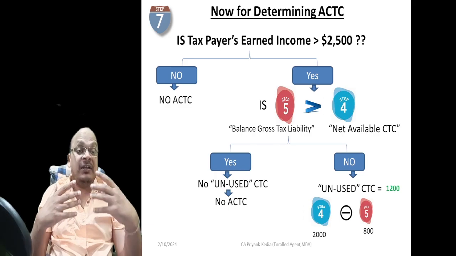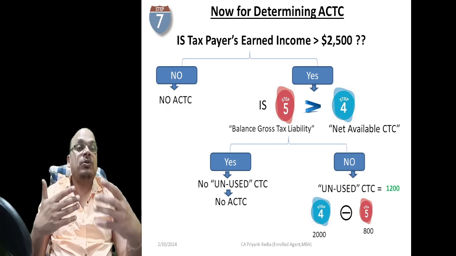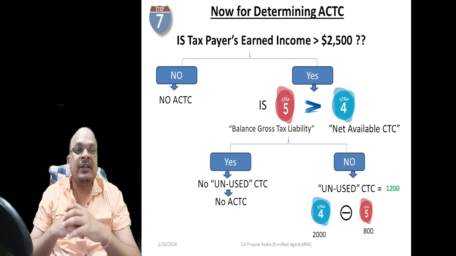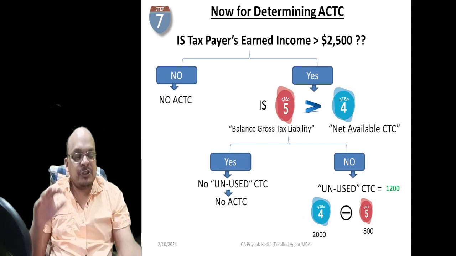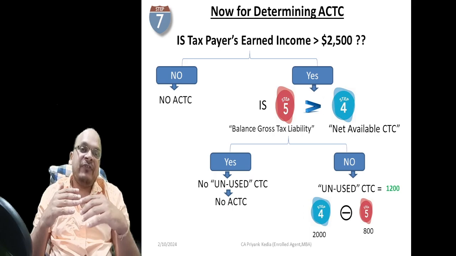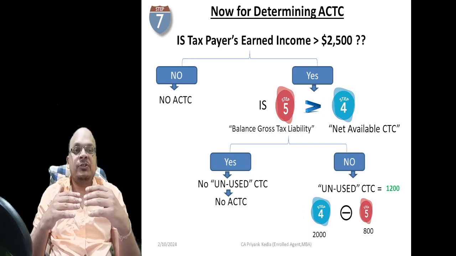If he has any earned income more than $2,500, if yes, then we'll talk about the unused child tax credit. If no, then no further calculation. The taxpayer is not eligible for any refundable portion. That's it. So now, when we have calculated the unused child tax portion, we move on to the next step.